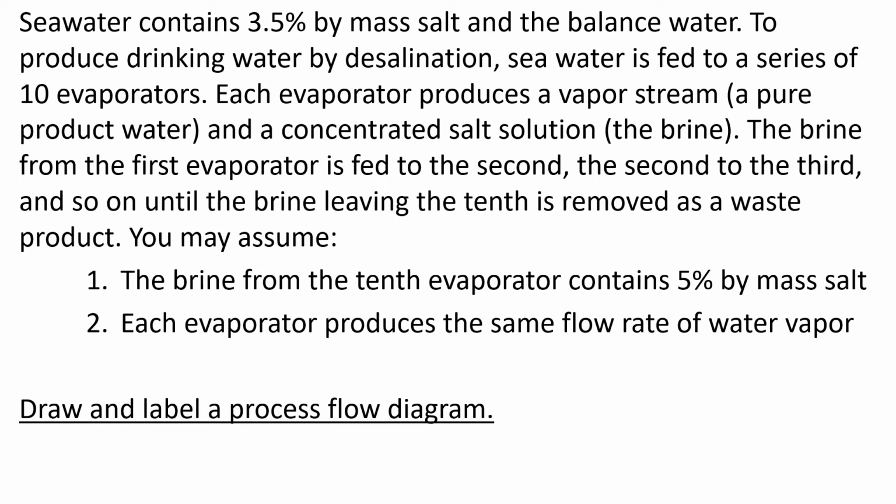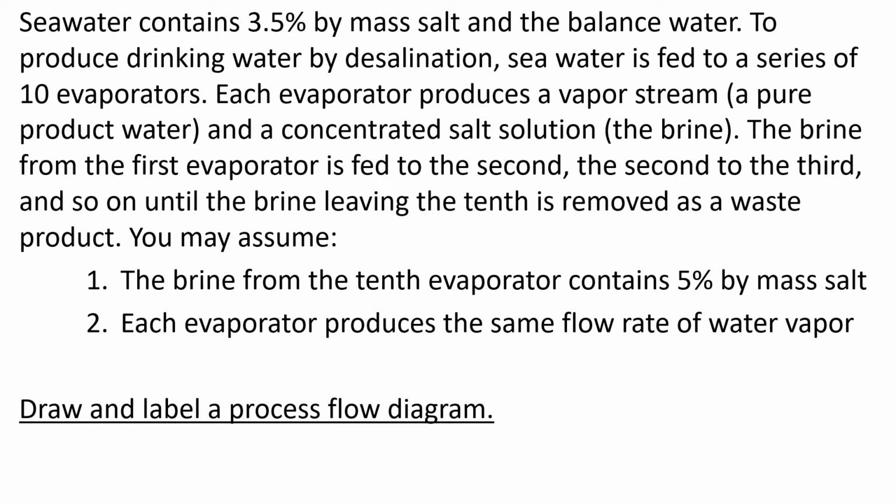In the evaporator, the seawater is boiled, essentially, to produce a vapor stream. The vapor stream is pure water, and this is our product. What's left behind is a concentrated salt solution. It's called the brine. The brine produced by the first evaporator is sent to a second, where additional water evaporation occurs to add to our product water stream. And a brine is produced by that second evaporator as well, which is then fed to a third, and so on until we reach the 10th. And from the 10th, the brine stream that is removed is a waste product that is then disposed of.